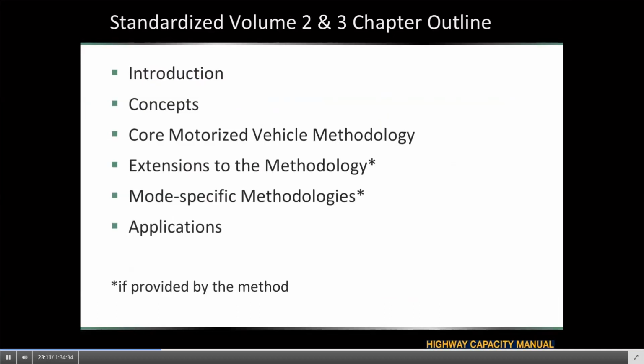If provided, extensions to the methodology, for example, passing lanes on two-lane highways, are discussed following the core methodology. Next, when available, mode-specific methodologies, for example, bicycle travel on two-lane highways, are provided in subsequent sections. Finally, an application section provides information about applying the chapter's method to planning and preliminary engineering, operations, and design analyses, often provides example results, and discusses the use of the method in conjunction with alternative tools when available. Each printed volume also provides an index to help users quickly locate material of interest.